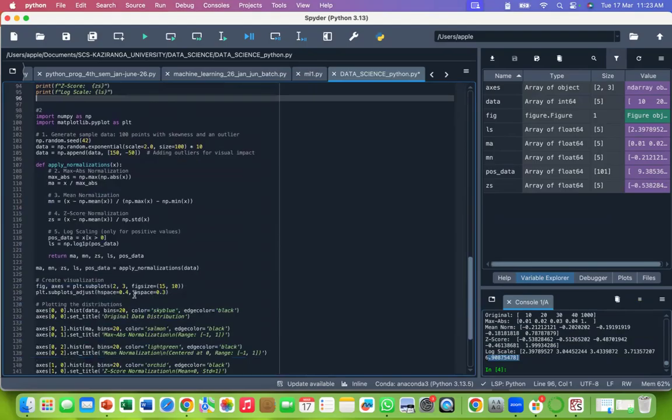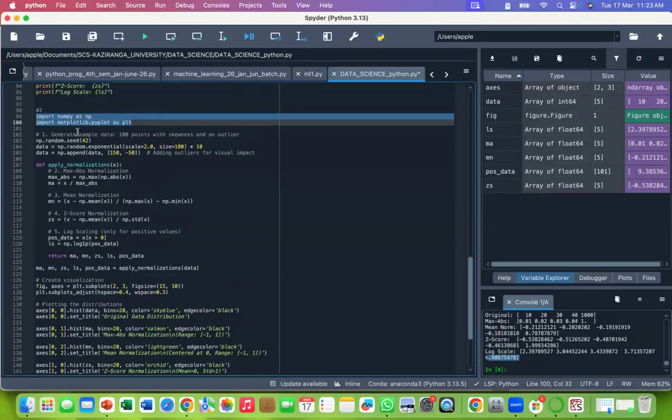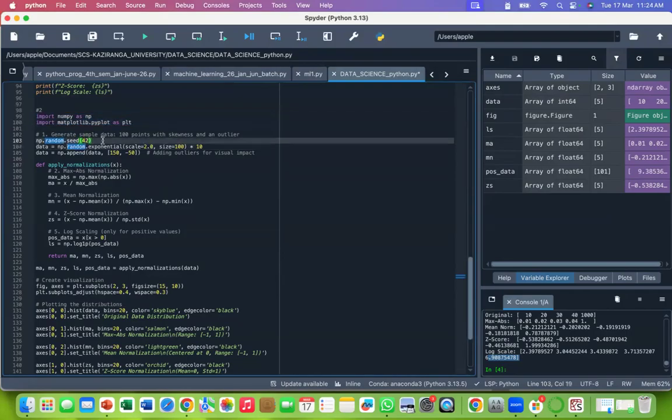Similarly, suppose we want a random data set. We generate sample data of 100 points with skewness and outliers. We also want some visualization. Import numpy as np, import matplotlib.pyplot as plt. np.random.seed, why have we used this? So that whatever points we are generating will be random and skewed. We use random exponential, scale 2.0, size 100, times 10. Data append, 150 and 50. So we are adding outliers here.